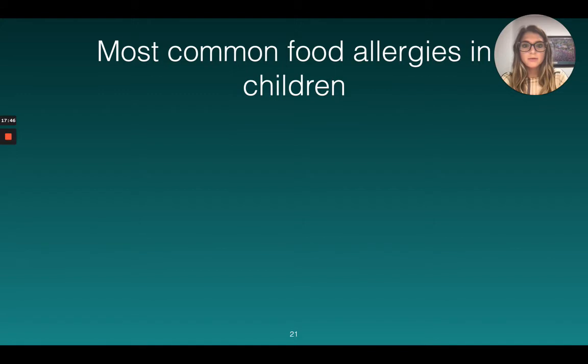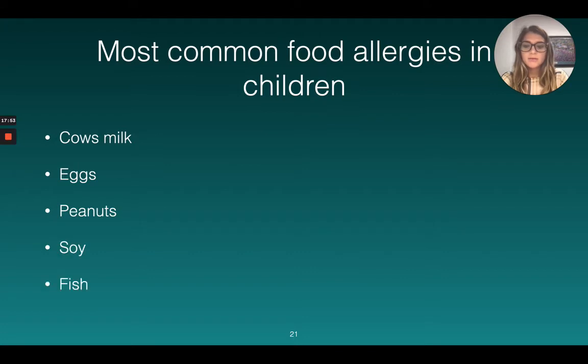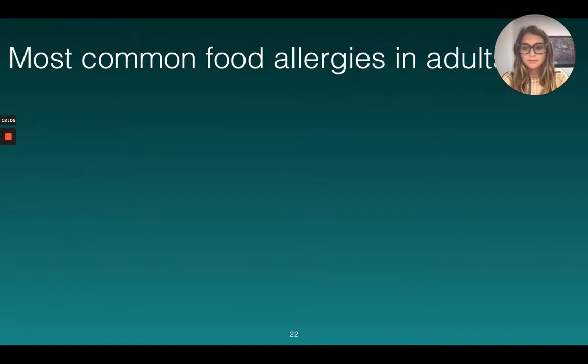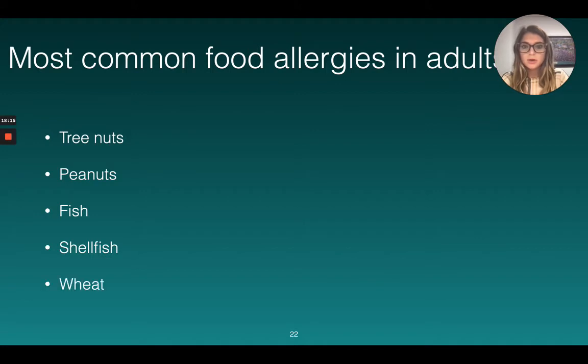The most common food allergies in children are going to be cow's milk, eggs, peanuts, soy, fish. And it is possible for children to outgrow these allergies as they age. Very common for them to outgrow them and no longer be an issue for consuming them. However, the most common food allergies in adults are going to be tree nuts, peanuts, fish, shellfish, and wheat. So these are going to be the 5 components that we are going to be focusing on today and discussing.